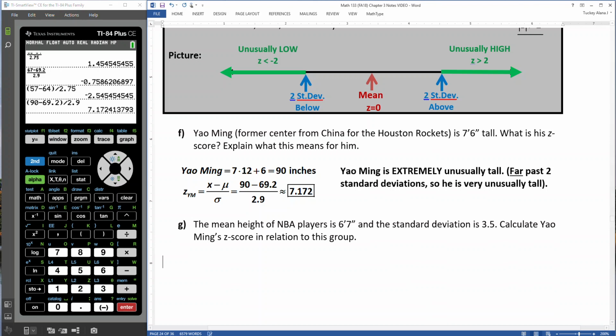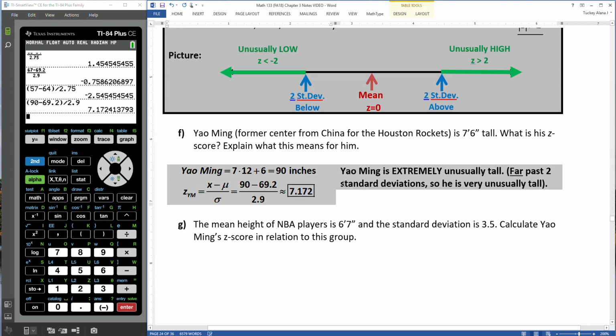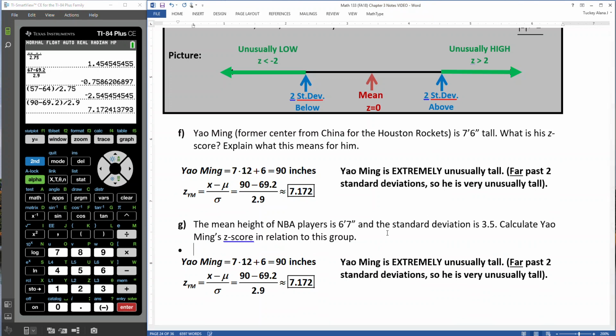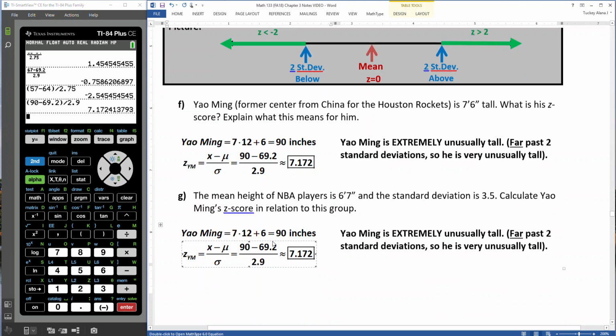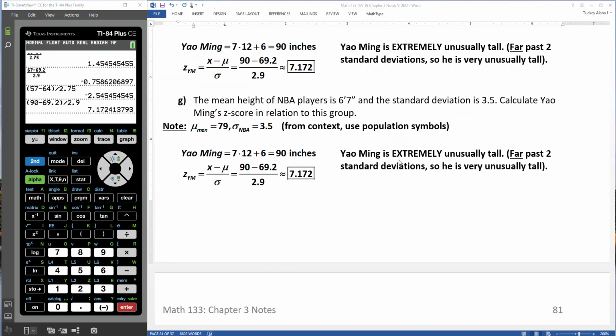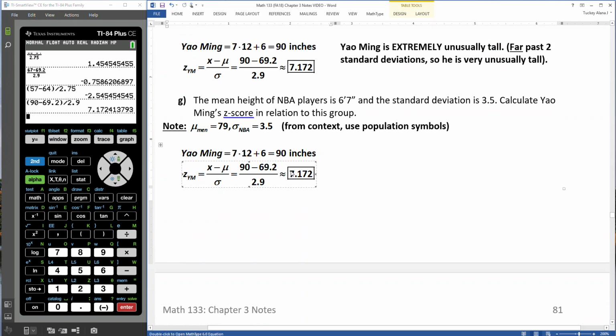Now, that said, he was in a sport, a profession that prizes height. So what if we don't compare him to all people? That doesn't seem fair. What if we compare him to other NBA players, to his peers? Well, NBA players have an average of 6'7" inches tall and a standard deviation of 3.5. So again, from context, we can assume that those are population values. Sorry, I just copied and pasted the old one. So those are population values. So now what is his z-score in comparison to the group?